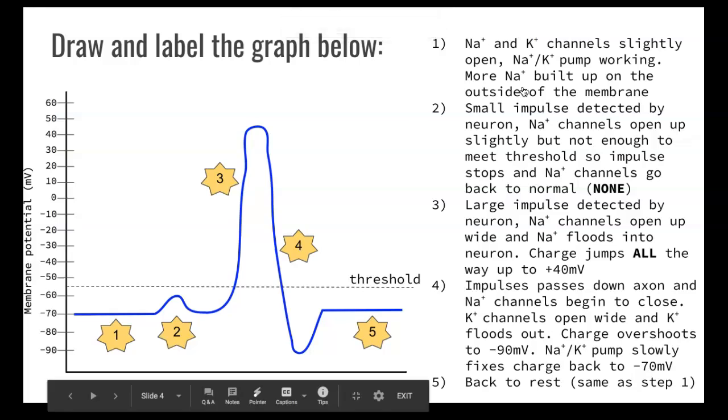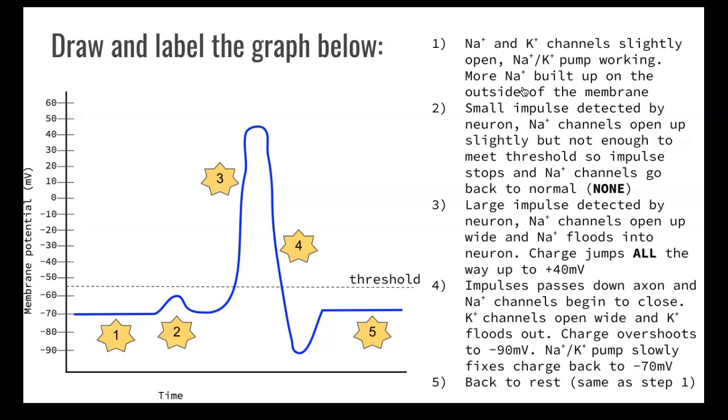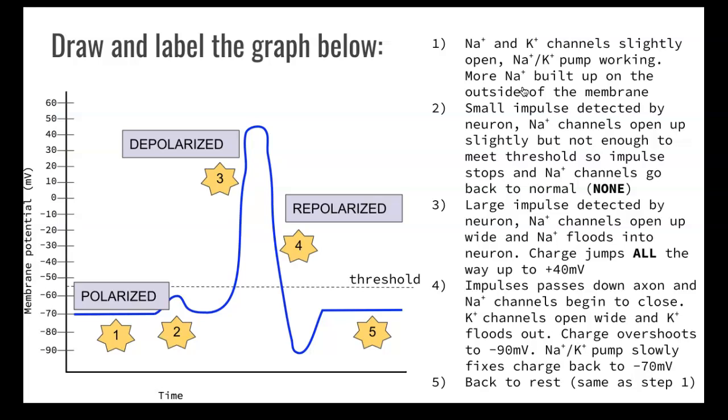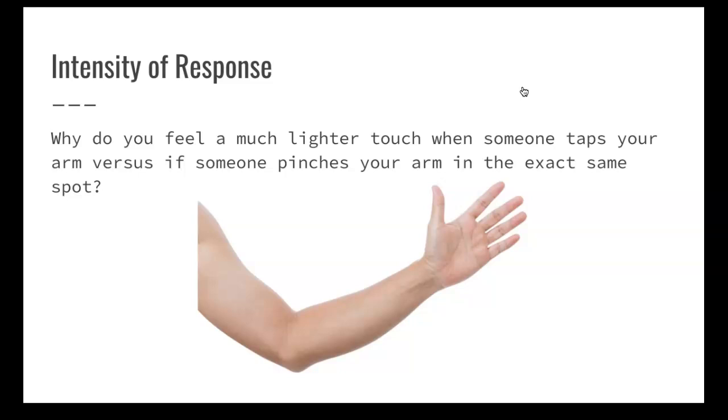I just wanted to add in the names of rest, action potential, and repolarization or recovery period. So number 1 and 5, we would call that neuron polarized because it's at rest. During number 3, that's where it's depolarized because that's where an action potential is happening. And number 4 is going through repolarization or the recovery period. So I just wanted to make sure we remember the names of what was happening in our neural transmission video.